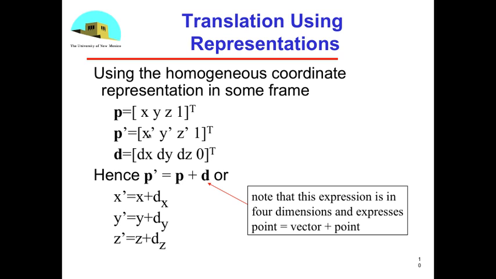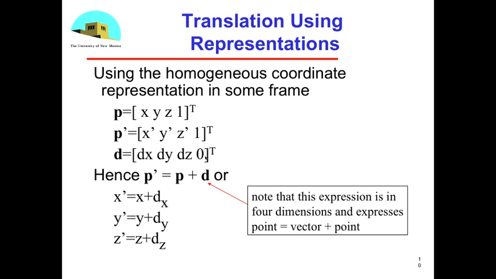Okay, so let's say I have a point, and now not a vector, but a point, x, y, z, 1, because it's a point, and I'm going to translate it to x prime, y prime, z prime, 1, because that's going to be a point, using a vector who has a representation dx, dy, dz, and a 0. Now, there's a couple of neat things here. If you just algebraically do this, just say I add p and d to give me p prime, I get these 3 equations. It says x plus dx, y plus dy, z plus dz.